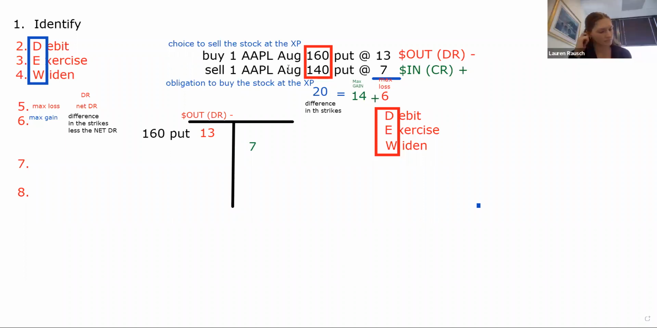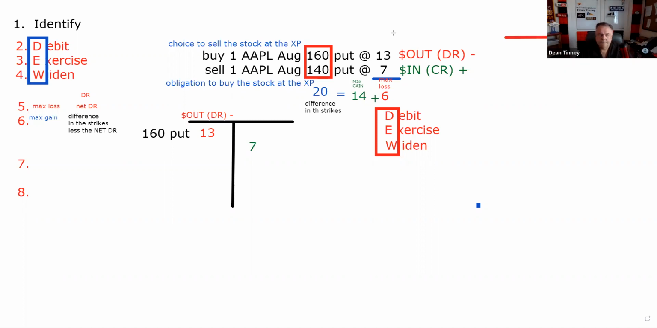Here we go again with a visual representation, not testable. So here is our 160 put. Let's put that in black. There's our ceiling at 160. That's our strike price right there. Let's make that a little bit bigger. And how far down could Apple go? To 0.